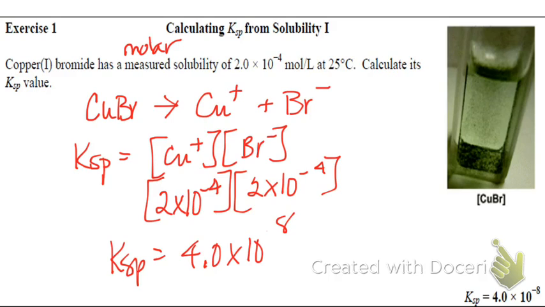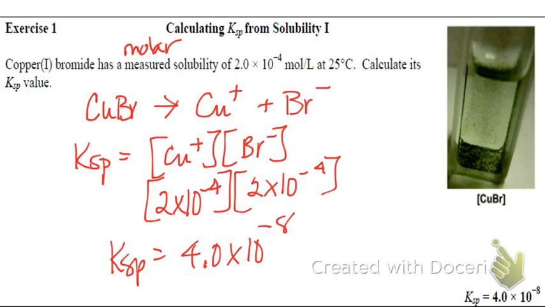Ksp still doesn't have units. Your K values, whether it's Ka, Kb, Ksp, Kc, Kp, none of them have units. When we get to acids and bases, Ka and Kb are for acid and base equilibrium. Forgot the negative sign, sorry. Thought I wrote it. Okay?